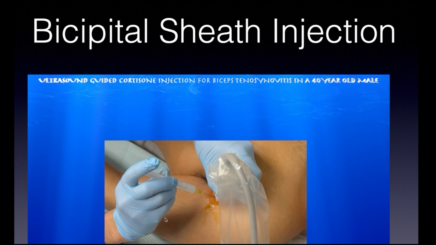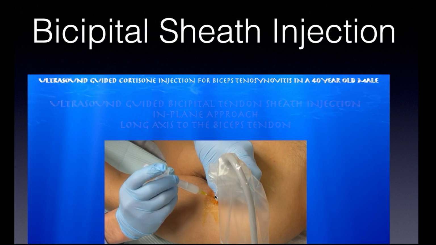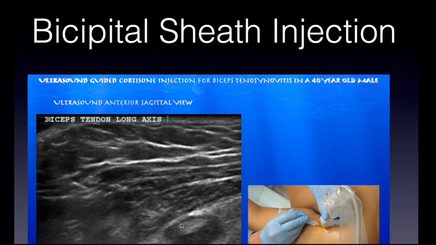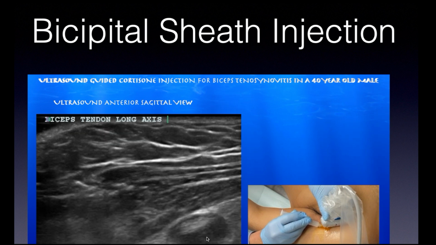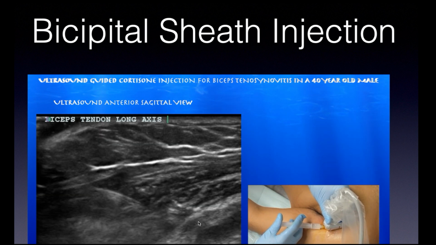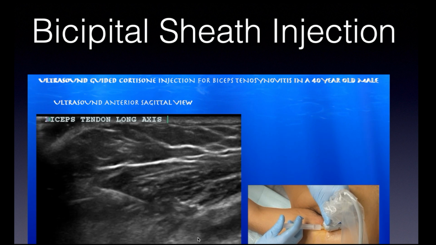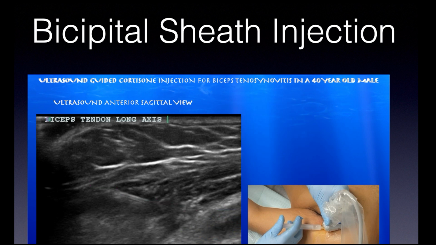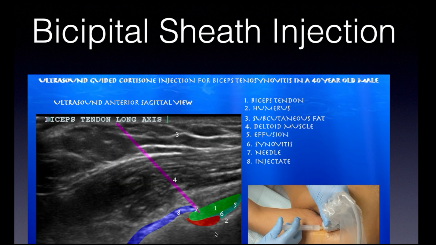So here I am going in. It looks like I have a 20 gauge needle, and this is an in-plane approach, my needle going across. Here's the tendon, the fluid. I'm just trying to get my needle right above the tendon, through that sheath. So here we are, and then we just inject. Fast forwarding, you can see the injectate contouring the tendon.